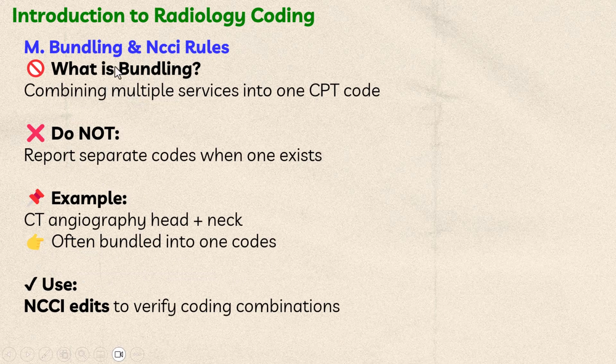Bundling and NCCI rules. So what is bundling? Combining multiple services into one CPT code. So do not report separate codes when one exists. For example, CT angiography head and neck often bundle into one code, so you don't code head separately and neck separately. If a bundle code is available, you have to use the bundle or combination code. Use NCCI edits to verify combination coding.